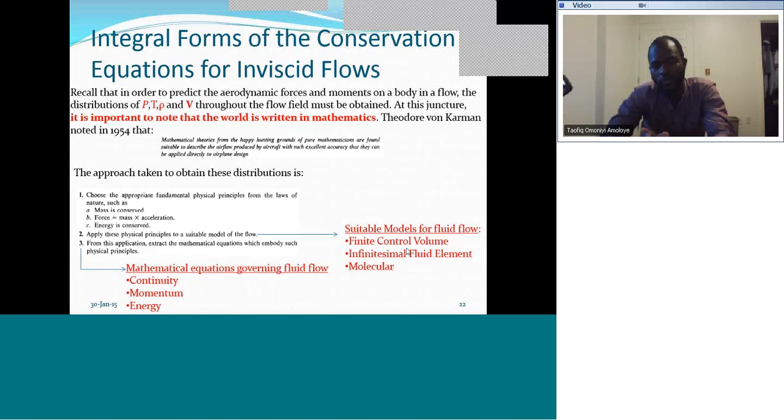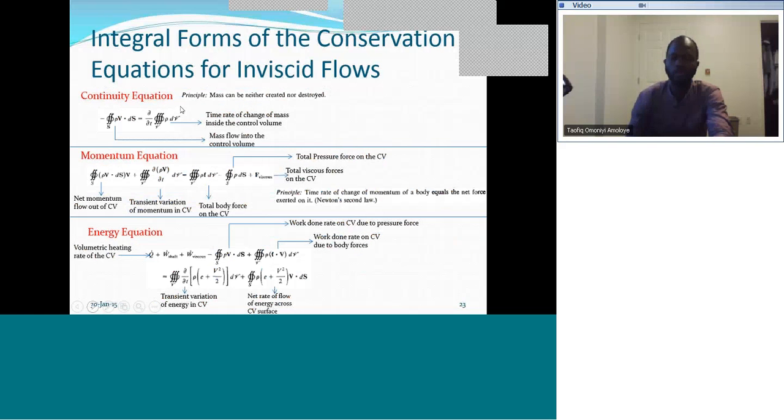If you are not comfortable enough with these equations, on this page, you are advised to go back and look at them more. Continuity equation just means mass can be neither created nor destroyed. So that means the mass flow into the control volume should be equal to the time rate of change of mass inside the control volume.